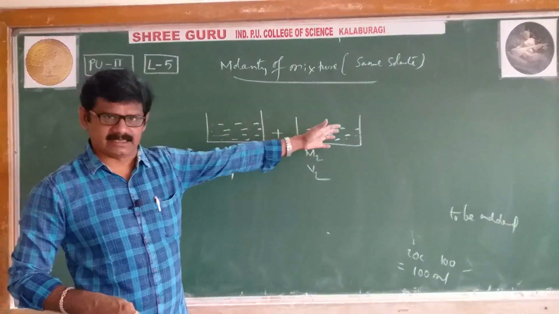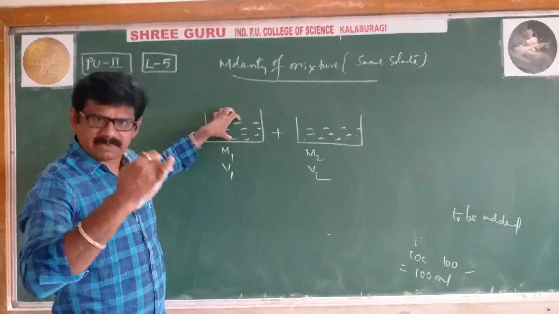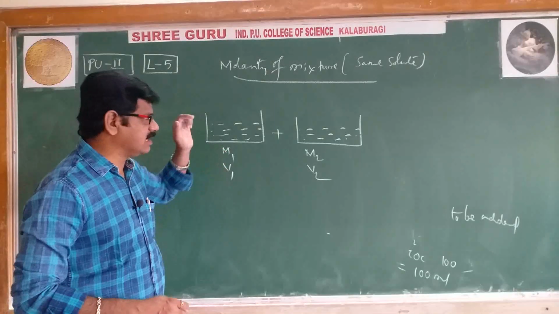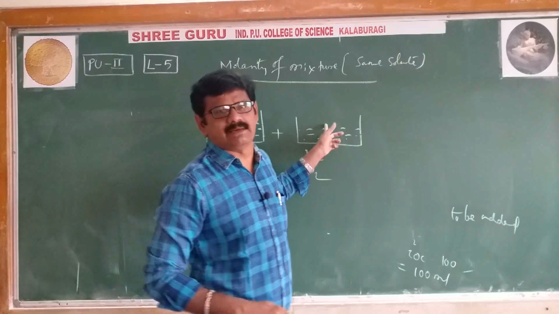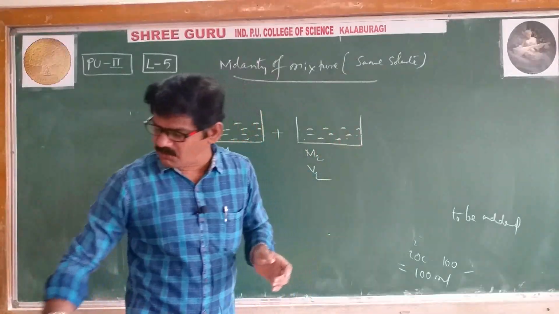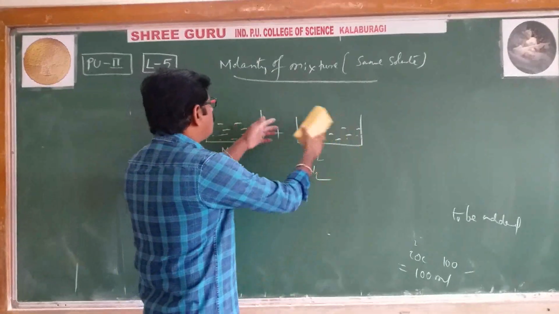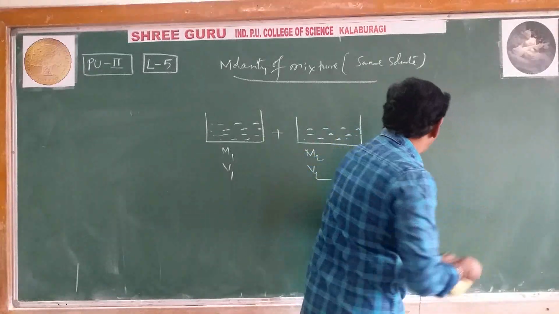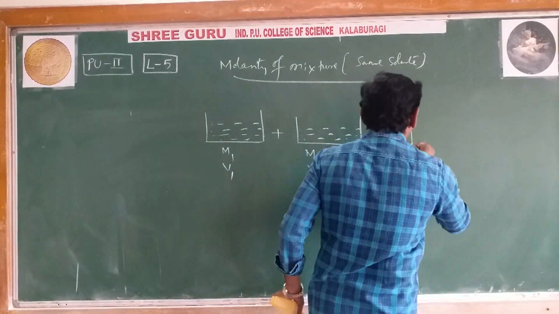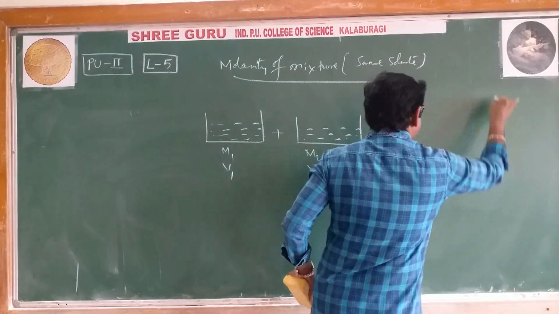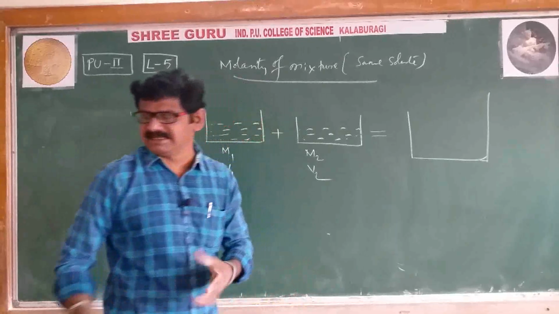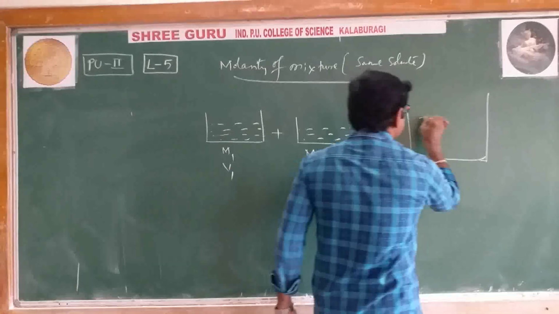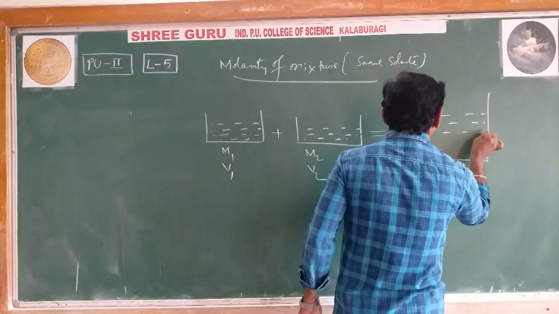Right. It is one container. It is another container. In one, the solution's molarity is M1 and volume is V1, and here the molarity is M2 and volume is V2. Now what he is doing: both the solutions are mixed in one big container.